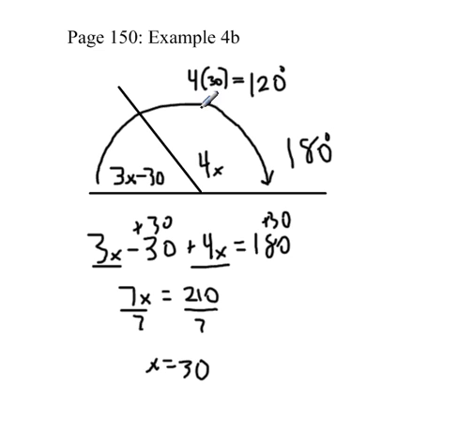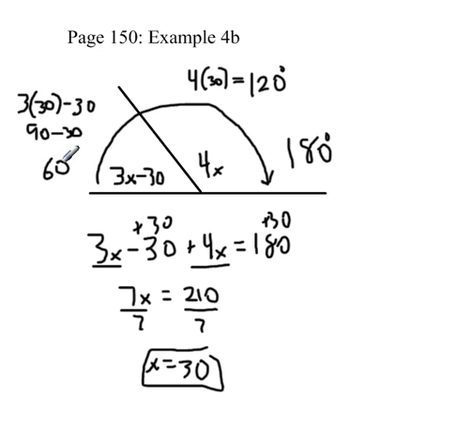The acute angle, you should already know what that equals by taking 120 away from 180. This should equal 60. But to be sure that you did your math right, go ahead and plug your x value in. So you have 3 times 30 minus 30, and 90 minus 30 indeed gives you 60 degrees.